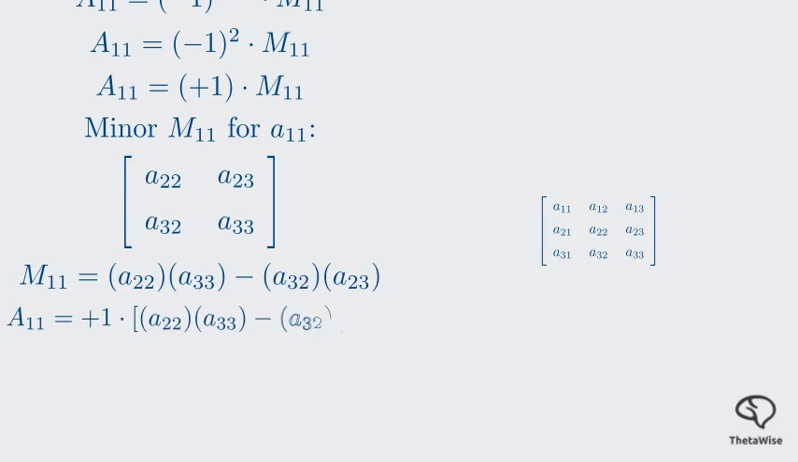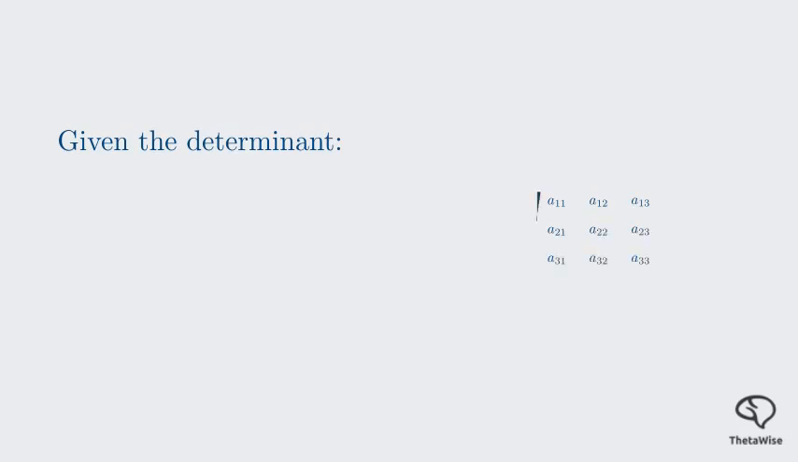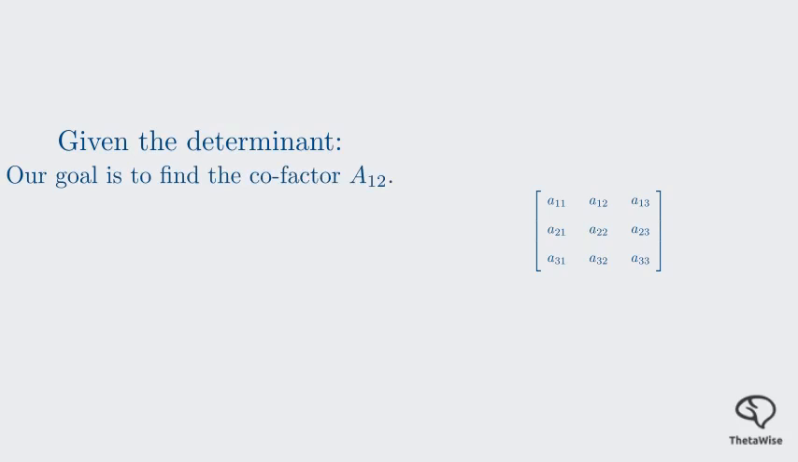Combining the sign and the minor, we get the cofactor A sub 1,1. It's +1, multiplied by the determinant of our minor. This confirms the solution provided, which shows the cofactor as +1 times this determinant. Great, let's do a second example using the general determinant to solidify our understanding. This time, we will determine the cofactor for the element in the first row and second column, which we call a sub 1,2. Our goal is to find the cofactor A sub 1,2.